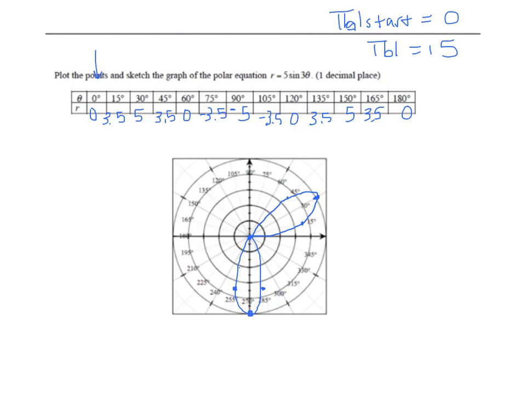At 135, it's positive 3.5, so I go 1, 2, 3.5. At 150, it's at 5. At 165, it's at 3.5. And I have my third petal. All right, and at 180, I'm back to 0. So that's how you would see it, and notice that there's a lot of symmetry. Symmetry is hugely important in most geometric concepts, but I want you to see that the 3-petal rose is symmetric about the y-axis.